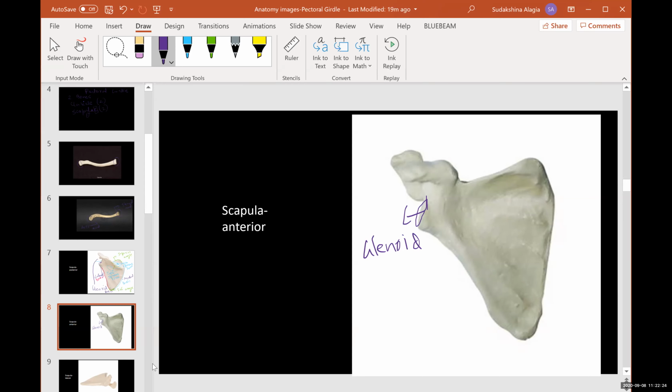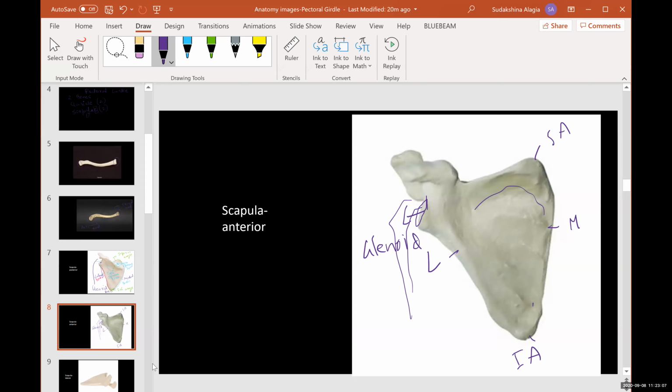You can still see the superior angle, inferior angle, medial border, lateral border. This is the right, so which border is this? Lateral or medial? If this is where your arm is, this will be lateral. Lateral, away from the midline. This will be the medial border. Medial is closer to the midline, lateral is away from the midline. This is where your arm will be. Arms are on the side, they're lateral to your body's axis. Lateral border, medial border, superior angle, inferior angle.